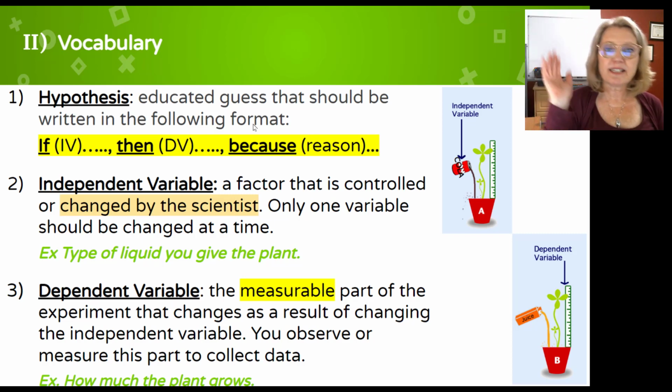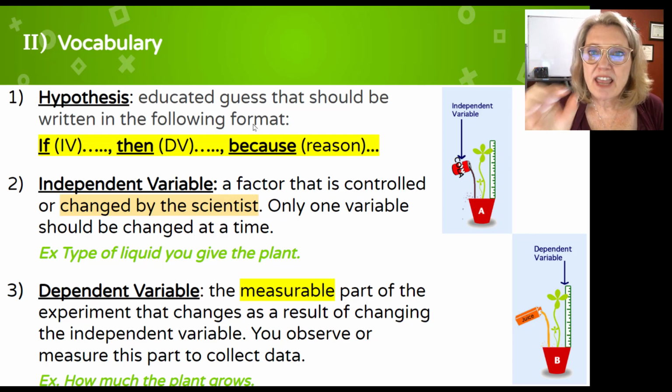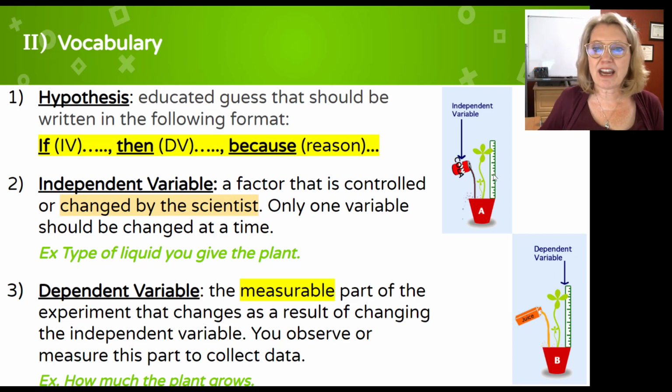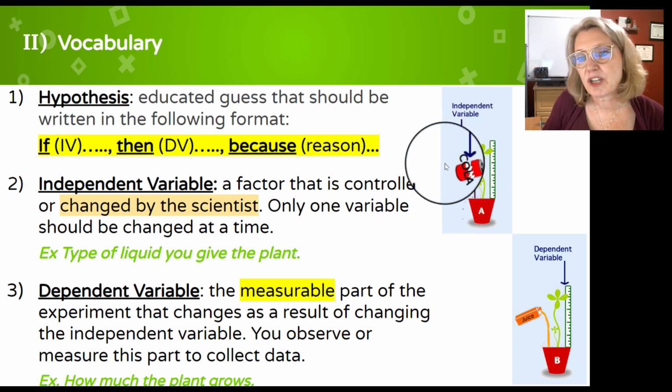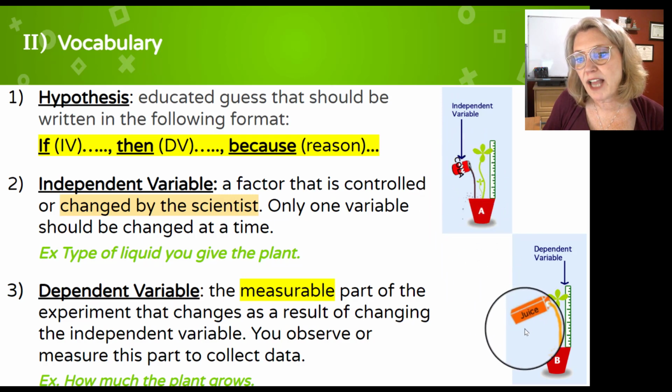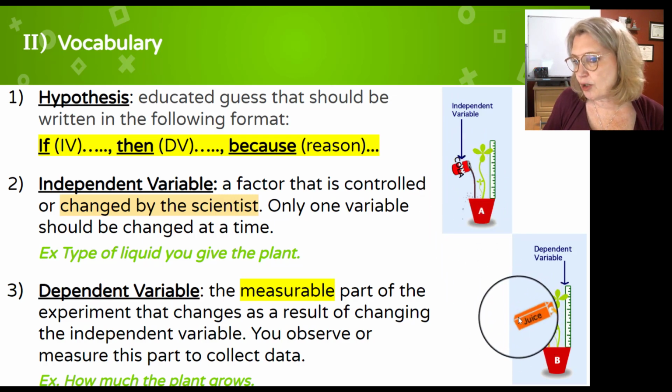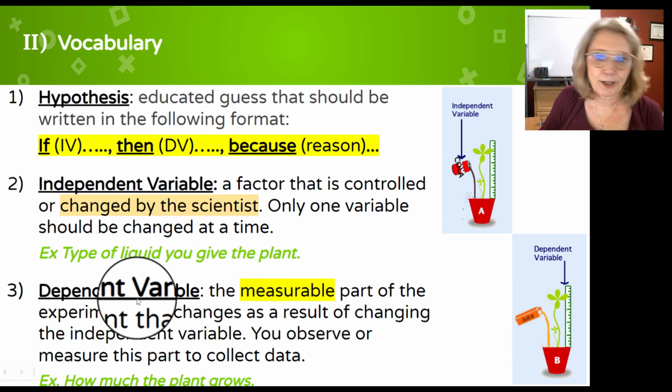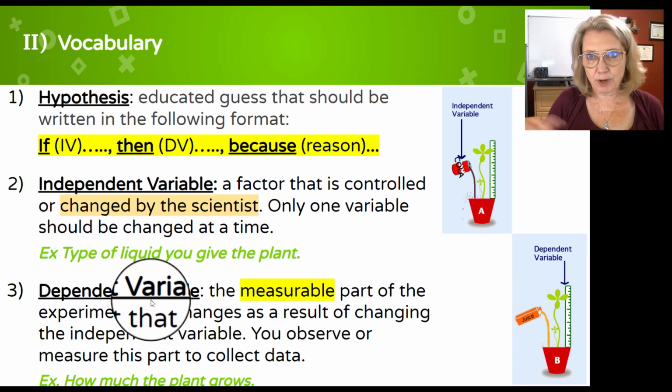Independent variable. This is the part of the experiment or the factor that the scientist is going to control. So if you're doing the experiment, you are the scientist, and it is the part that you are changing in the experiment. For instance, as you can see along the side, there's an experiment here, independent, dependent variable. In this example for independent variable, we have the type of liquid you're giving the plant. So in this picture, the independent variable might be Coca-Cola, or you might change it to juice. Maybe you're going to water it with water. Who knows?